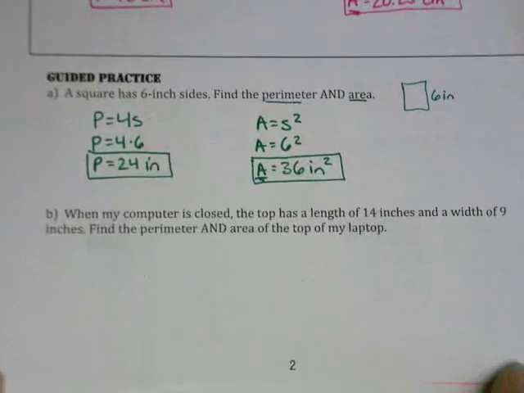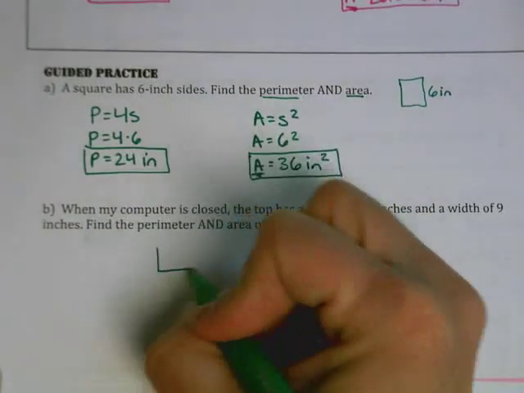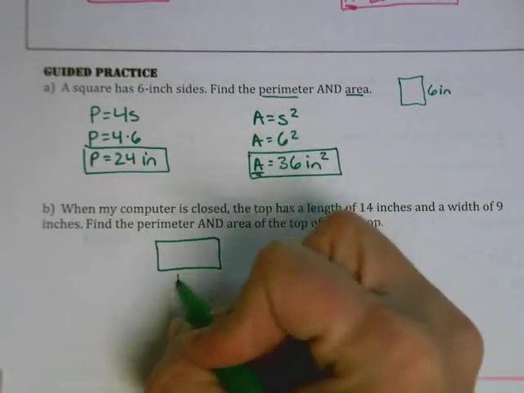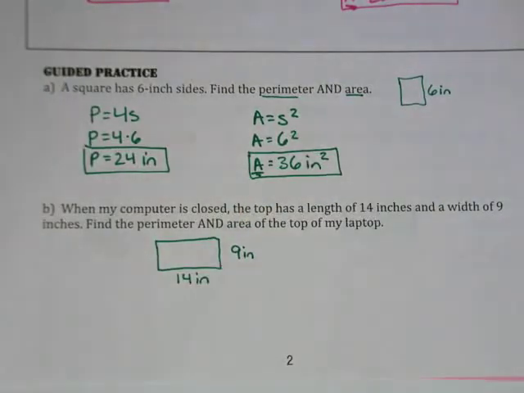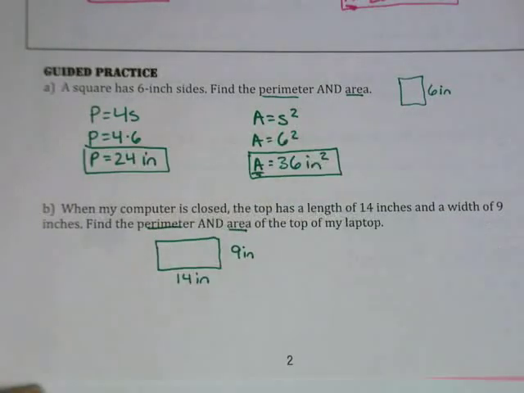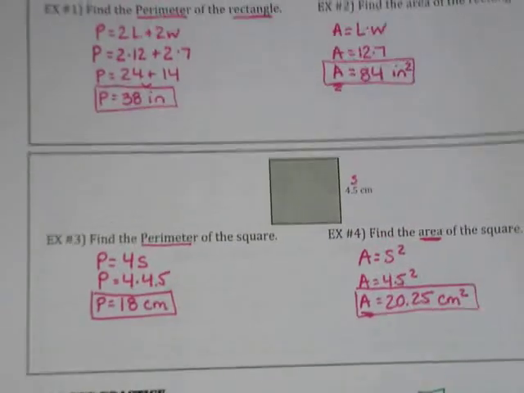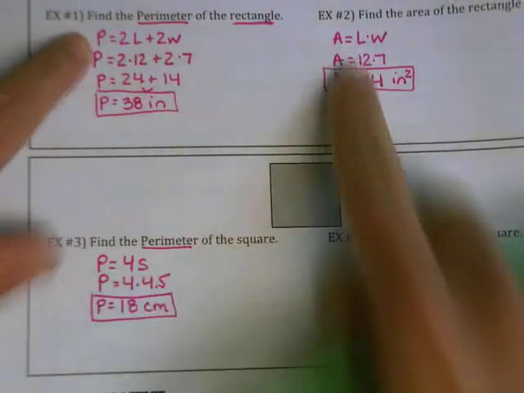This one, when my computer's closed, the top has a length of 14 inches and a width of 9 inches. That sounds to me like a rectangle. So something like this, 14 inches and 9 inches. And you don't have to draw the picture, but you are welcome to. So now I want to find the perimeter and the area of the top of my laptop. So now these formulas are going to be just like the ones we did up here. Here's the formula for perimeter of a rectangle and formula for area of a rectangle.